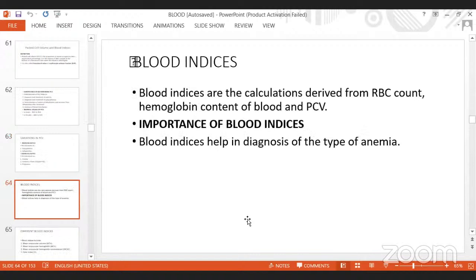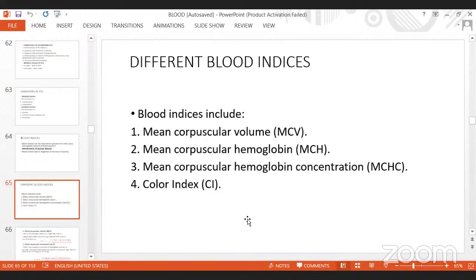So let's see about the blood indices. The blood indices are the calculations derived from the RBC count, hemoglobin content of the blood, and PCV. The blood indices help in the diagnosis of the types of anemia, because by using the RBC count, hemoglobin content and PCV, we can get a proper picture of the type of anemia. They include mean corpuscular volume, mean corpuscular hemoglobin, mean corpuscular hemoglobin concentration, and color index.